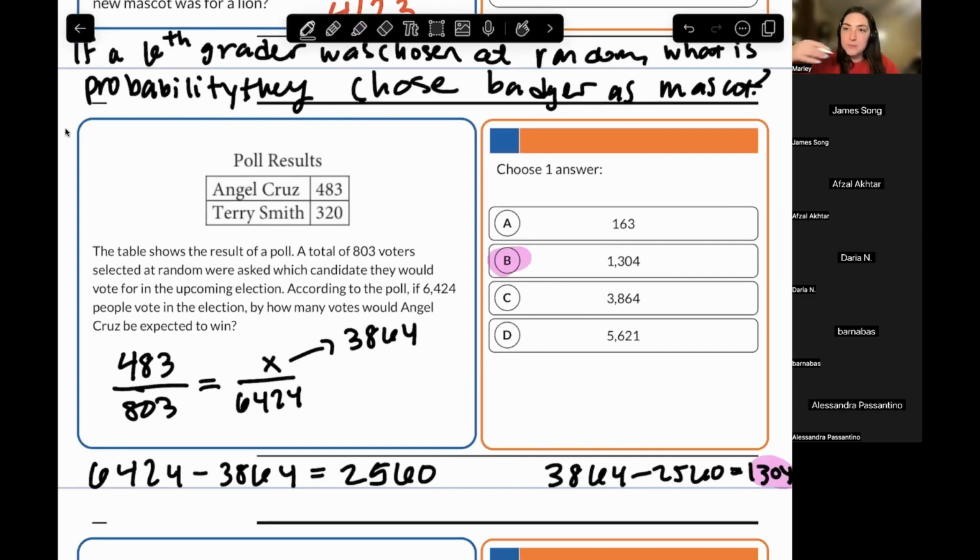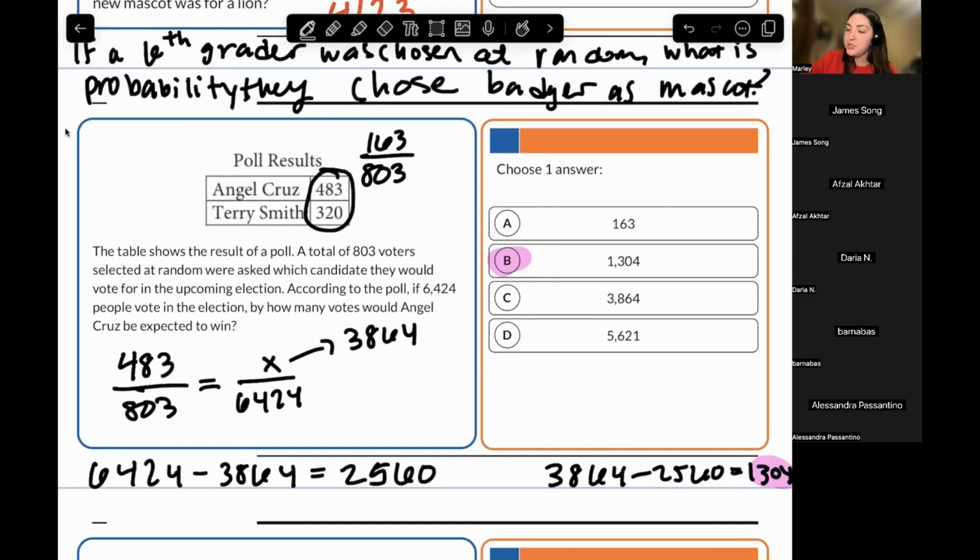Another way we could have done this, another proportion we could have set up, is by saying, okay, in this situation, how many votes did Angel beat Terry by? So that would be, I'm using my calculator, aka my phone, 483 minus 320, because we have access to it on the test, so why not? We'd have 163 over the 803. So that would be the difference.